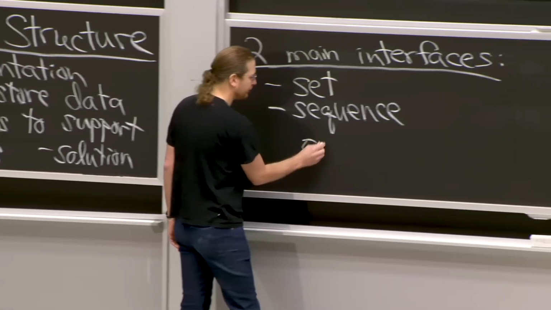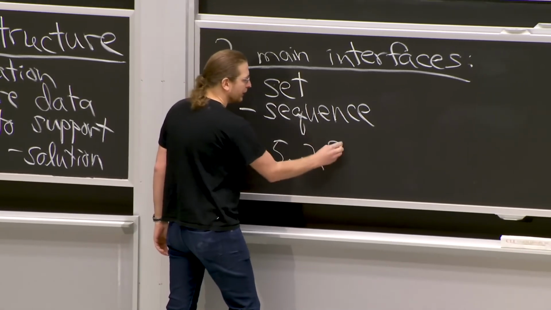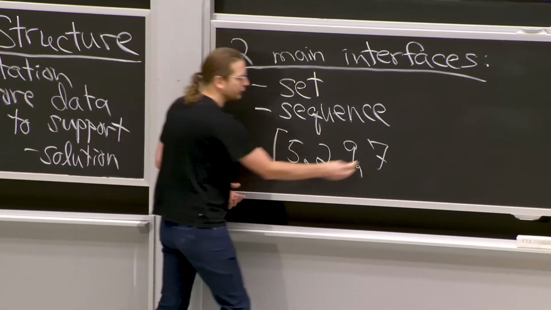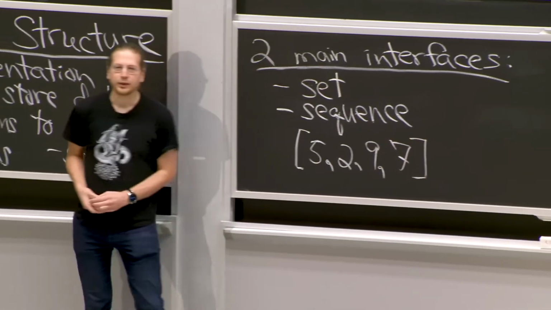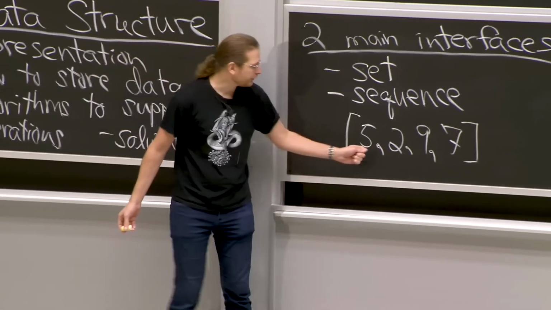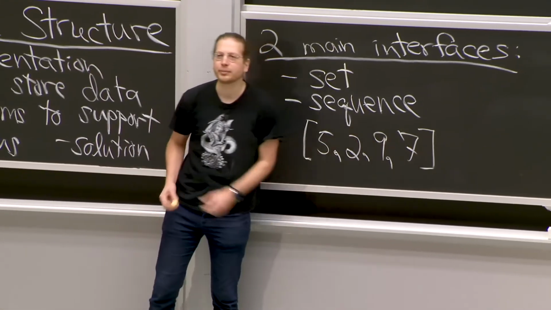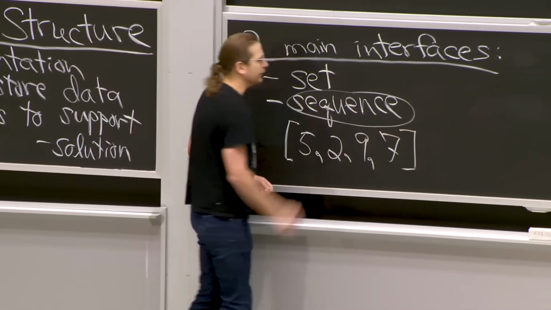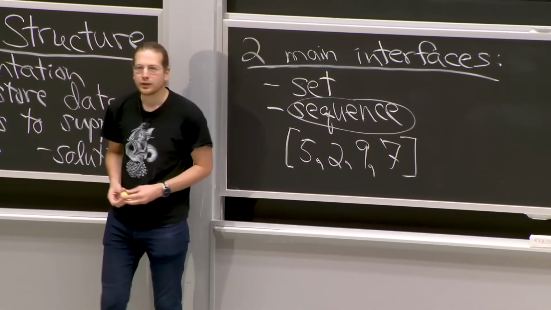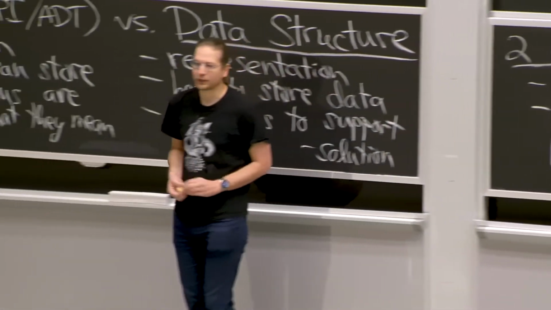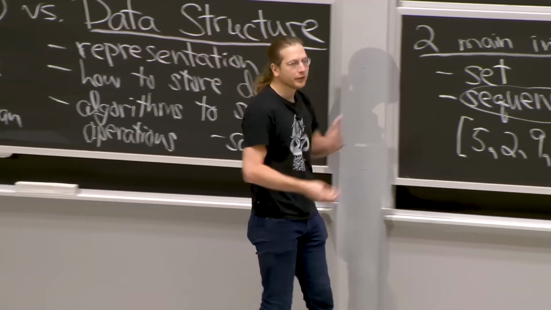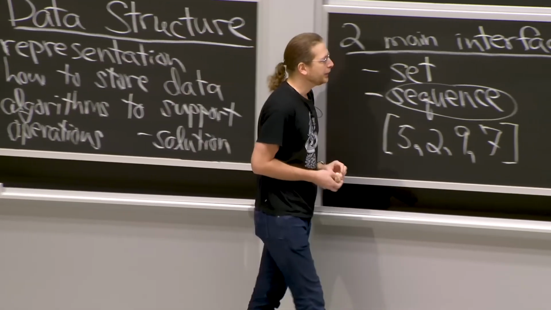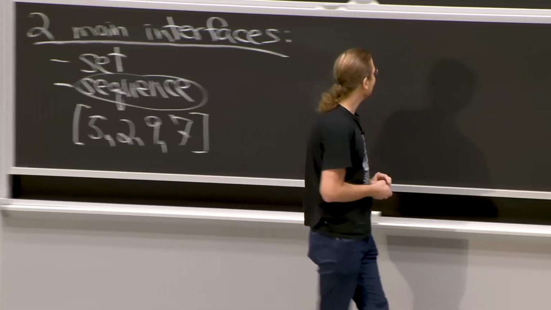Maybe we want to represent the numbers 5, 2, 9, 7 in that order and store that. In Python, you could store that in a list, for example. And it will keep track of that order. And this is the first item, the second item, the last item. Today, we're going to be focusing on this sequence data structure, although at the end, I'll mention the interface for sets. But we're going to be actually solving sequences today. And in the next several lectures, we'll be bouncing back and forth between these. They're closely related, pretty abstract at the moment.